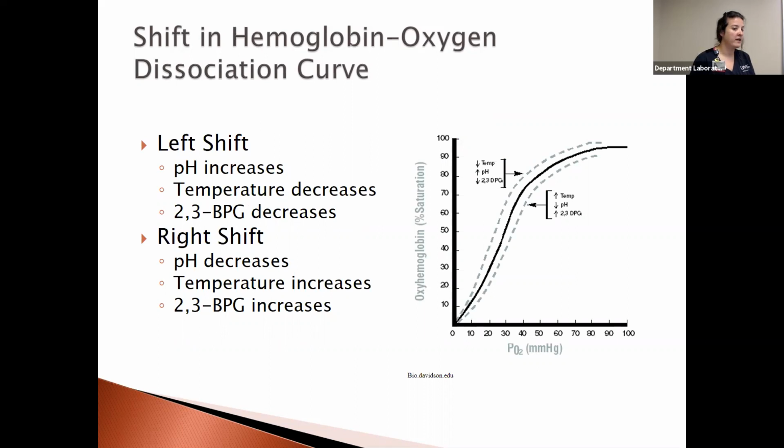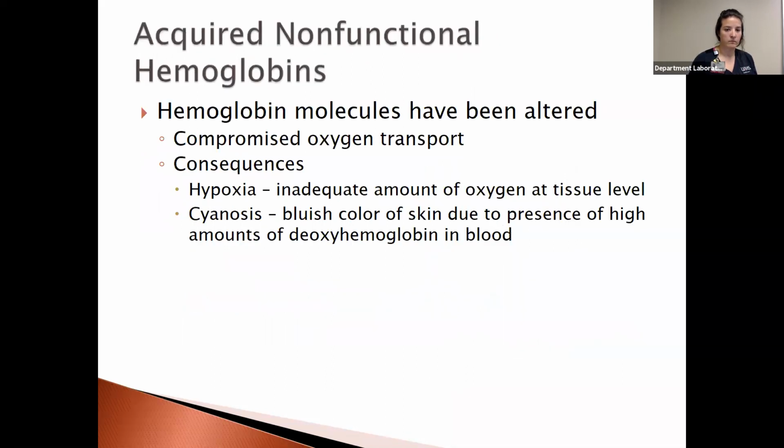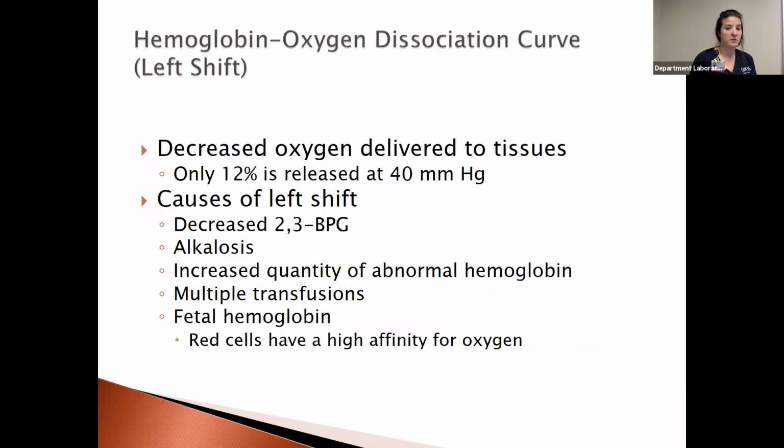And then just to break that down, left shift, your pH is going to increase, your temperature decreases, the presence of 2,3-BPG is decreased, versus your right shift, pH is going to decrease, temperature increases, so your patient could be feverish, and 2,3-BPG increases, okay? That is our hemoglobin oxygen dissociation curve.